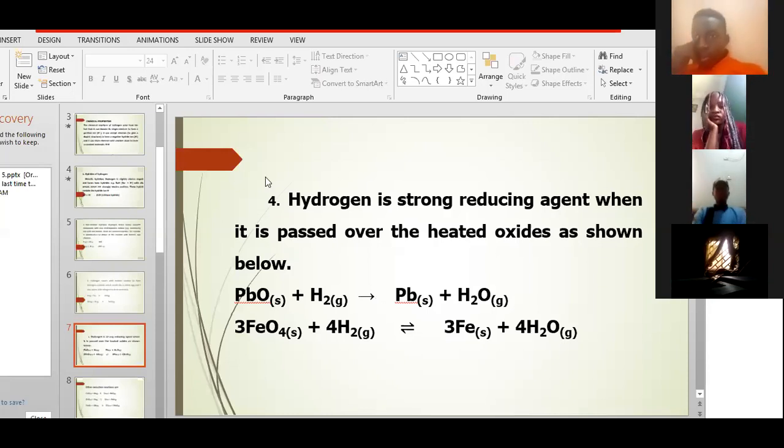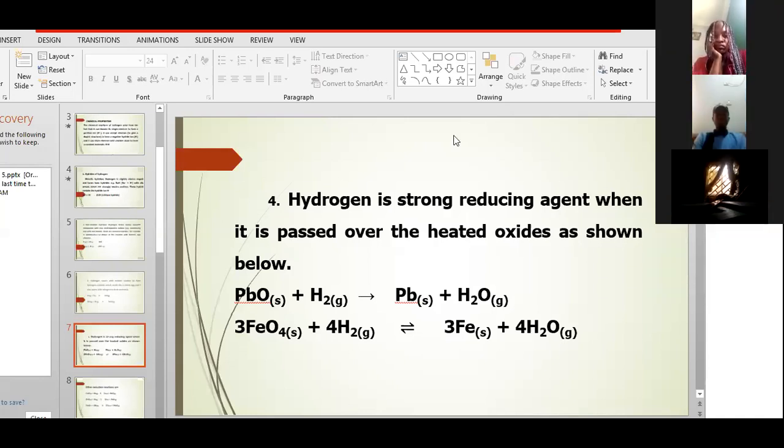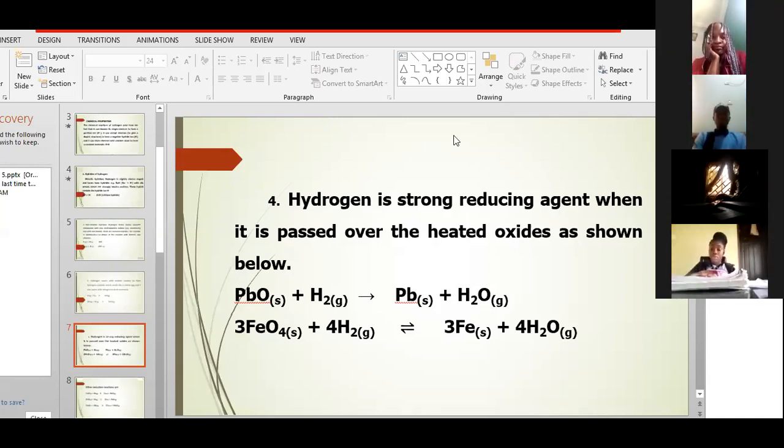All right. Now let me explain the second equation here. We have 3 molecules of tetraoxide of iron react with 4 molecules of hydrogen gas to give us 3 molecules of iron solid plus 4 molecules of steam. This reaction is a reversible reaction. That is why you can see the double arrow in this equation here.